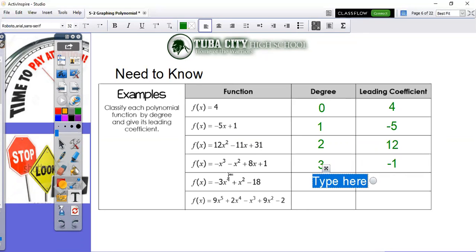So let's go ahead and do this one here. So now we're skipping some. We have a trinomial, but it's a 4 power. So we're actually missing one of the terms. Well, we don't really need it actually. Just look for the highest power, and that is your degree. So in this case, it's a 4-degree trinomial. And the leading coefficient is negative 3.